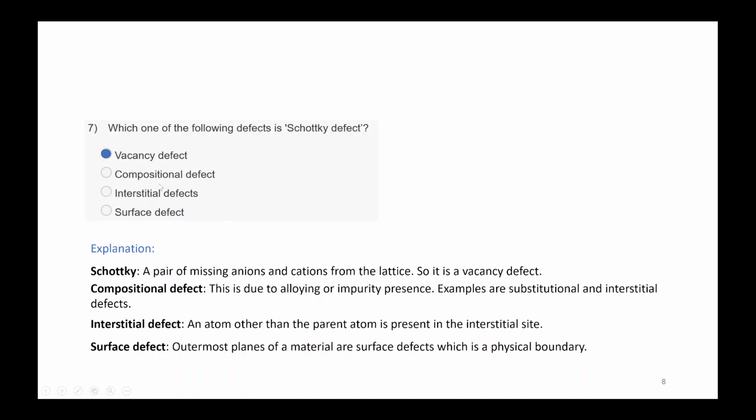And compositional defect can be defined as due to alloying or impurity present, so there will be a change in composition of the element. Examples are substitutional and interstitial defects. Interstitial defect is when an atom other than the parent atom is present in the interstitial site. Interstitial sites will be the voids between the atoms in a crystal. The other is surface defect. It is the outermost planes of a material that are surface defects, which is a physical boundary of the material.